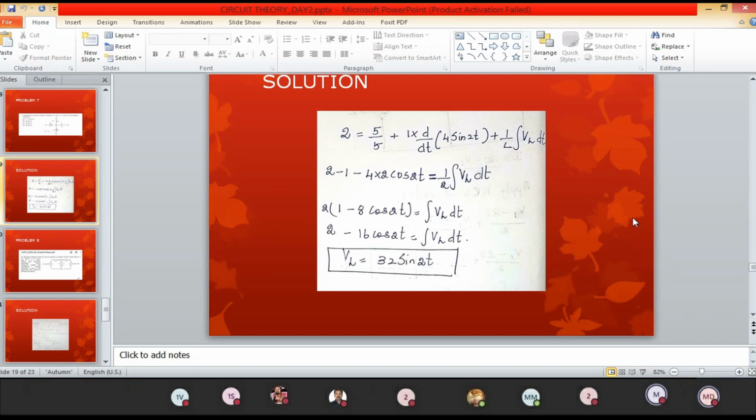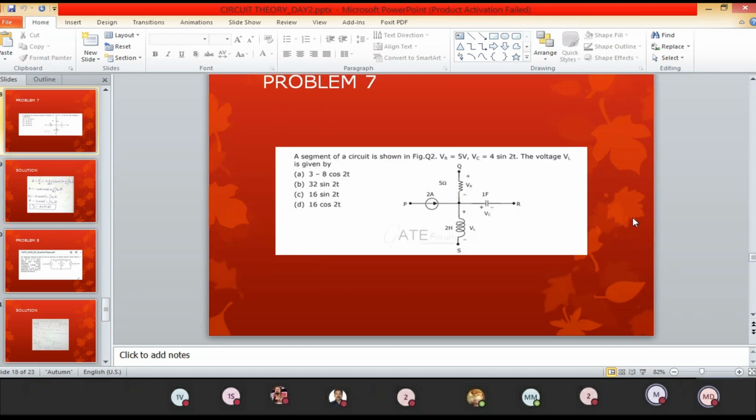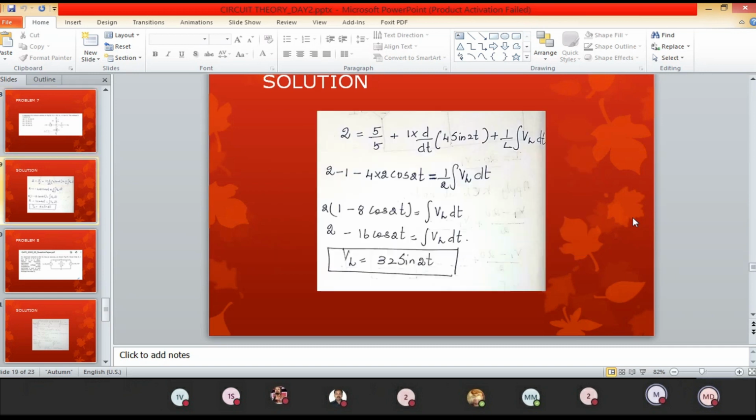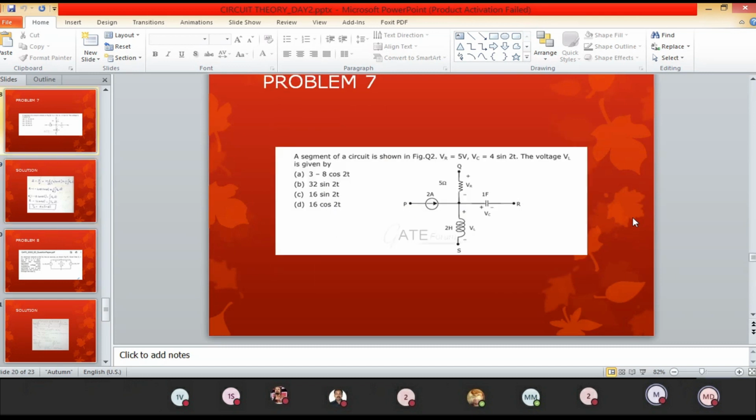I_C is equal to C dV_C by dt, that is, C into the rate of change of voltage across the capacitor. What is the voltage across the capacitor? 4 sin 2t. What is C? 1 farad. So 1 into d/dt of 4 sin 2t, plus current through the inductor. What is the current through the inductor?